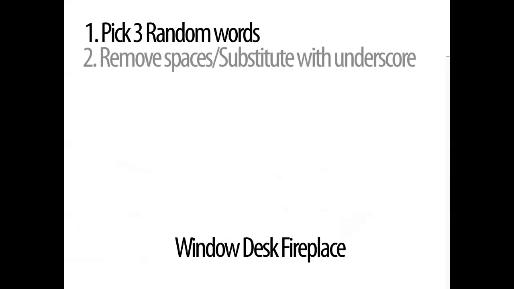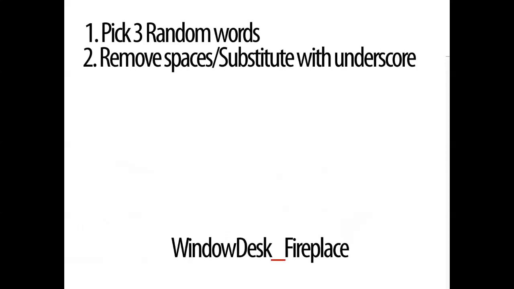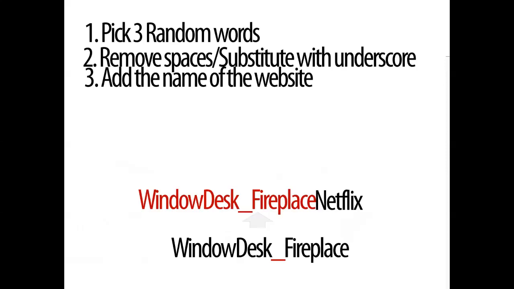In this case, we're going to pick 3 random words. Because I'm so visual, I'm going to pick window, desk, fireplace. Now, these might be my living room. It may also be my favorite Starbucks or hotel travel lobby, okay? But we're going to use window, desk, fireplace. And then I'm going to remove some spaces, substitute with some underscores. Add maybe the name of my website that I want to go to. In this case, it's going to be Netflix.